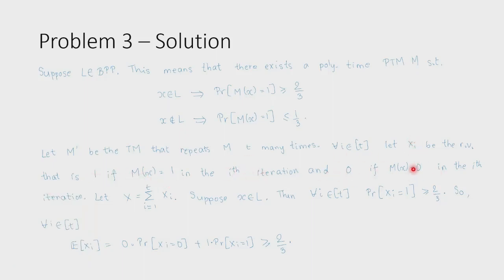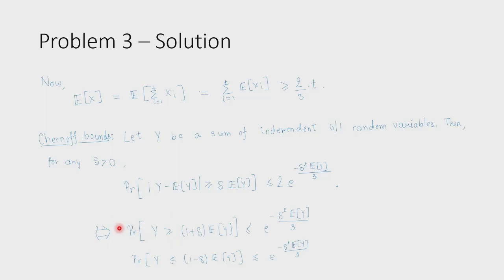If you don't want to repeat the analysis, one way to do it would be as follows. Let xi be the random variable that is 1 if mx equals 0 and 0 if mx equals 1. Then the entire analysis would go through as it is. Otherwise you can carry out the same thing, but you would have to use this Chernoff bound.